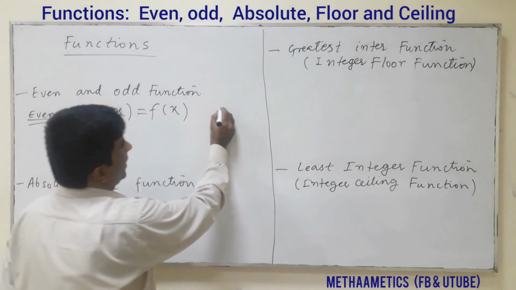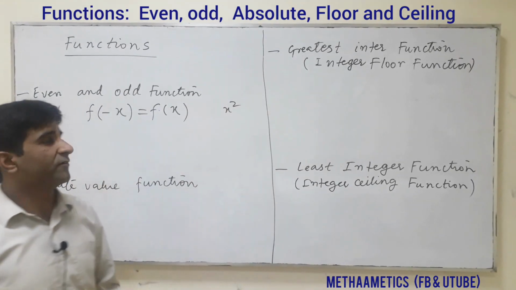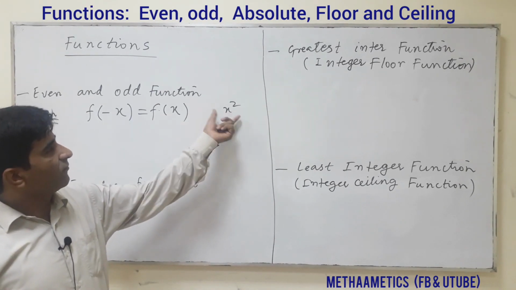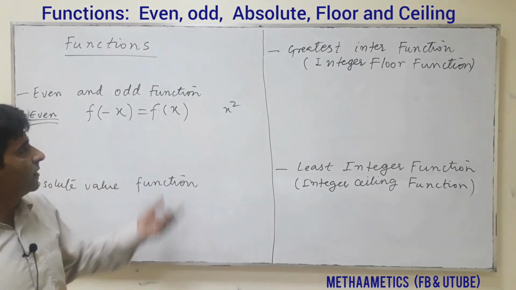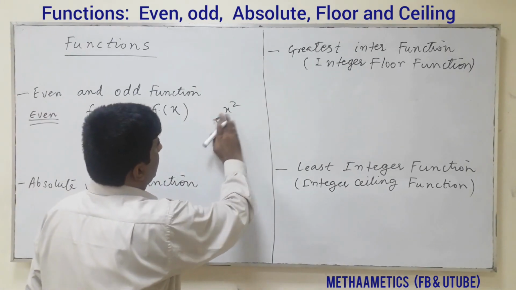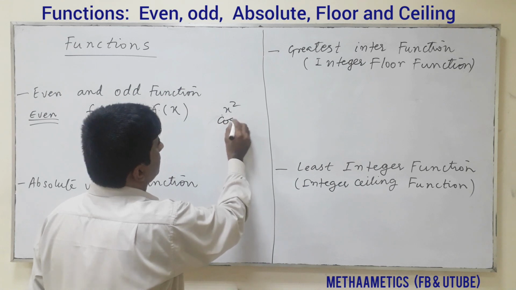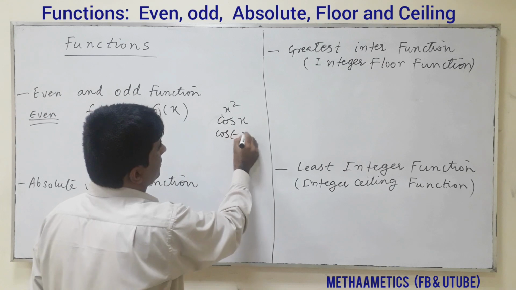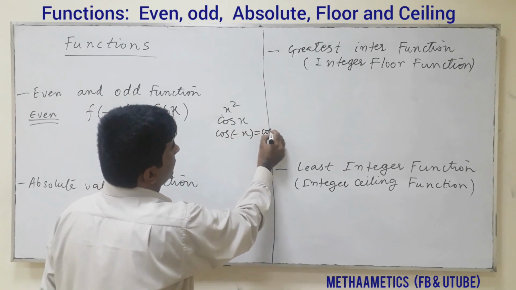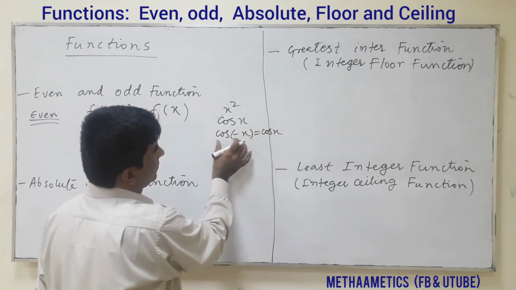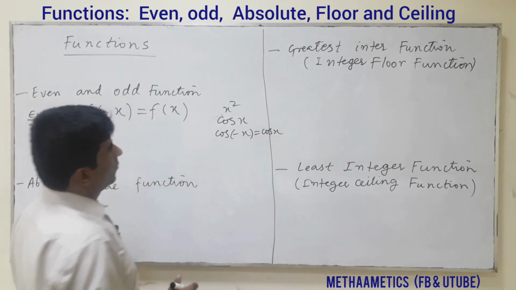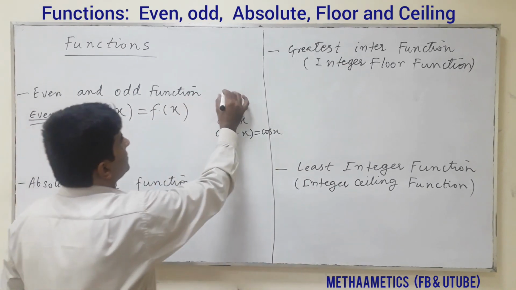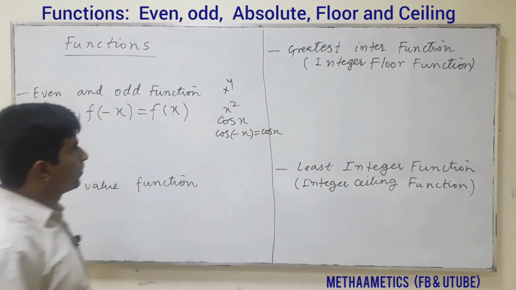For example, x squared is an even function. If you put a minus value or a plus value here, both results will be the same. Okay, and cos x is also an even function, because you know well that cos of minus x equals cos x. If you put minus x, the result will be the same. So this is an even function. x squared is even, x to the fourth is even.